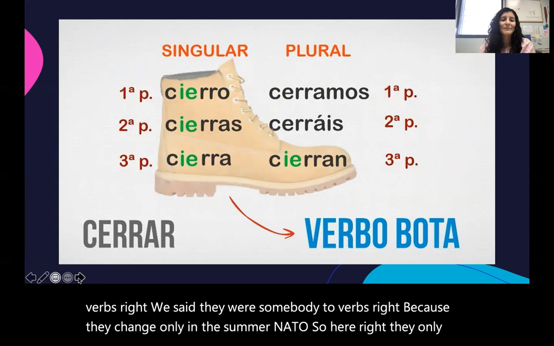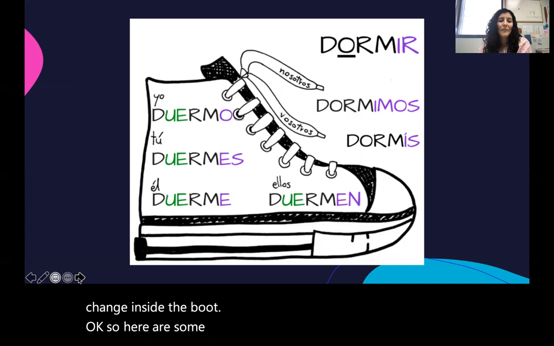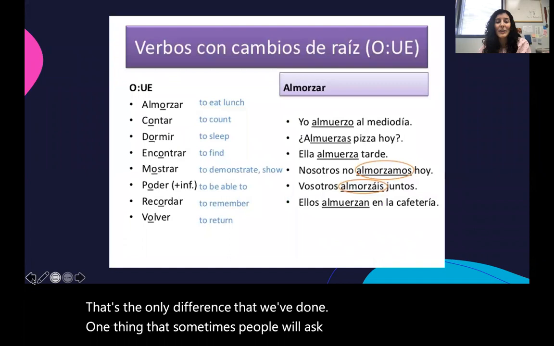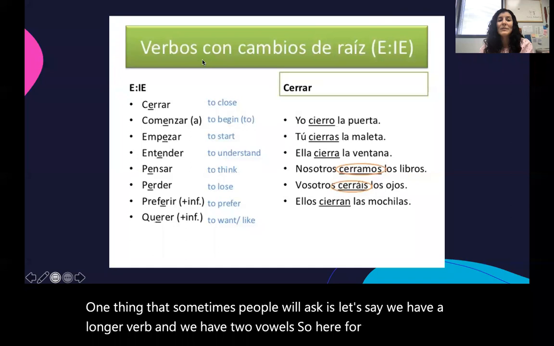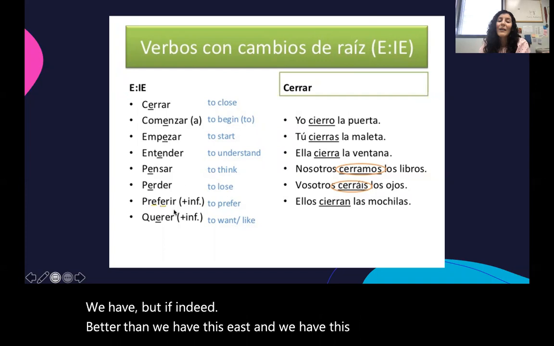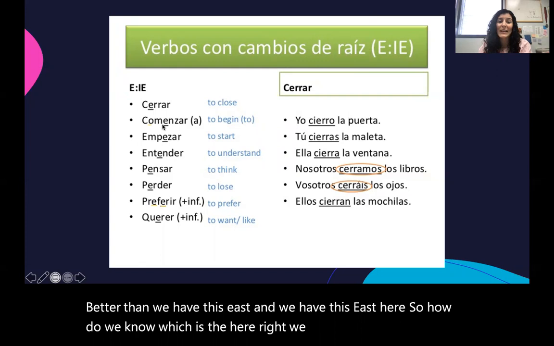Okay, so here are some examples. Again, we've just taken out this O and we've put UE here. That's the only difference that we've done. Now, one thing that sometimes people will ask is, let's say we have a longer verb and we have two vowels. So here, for example, we have preferir. We have this E and this E here, and here we have an O, but we also have an E. So how do we know which is the vowel that's the right one to stem change?